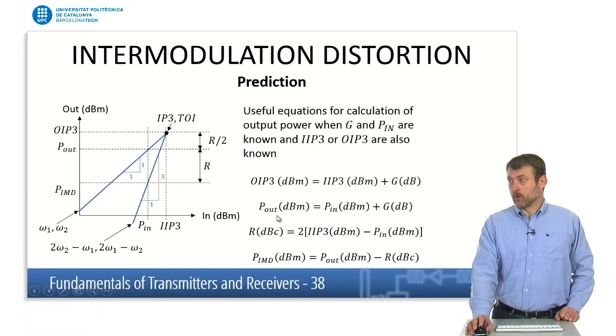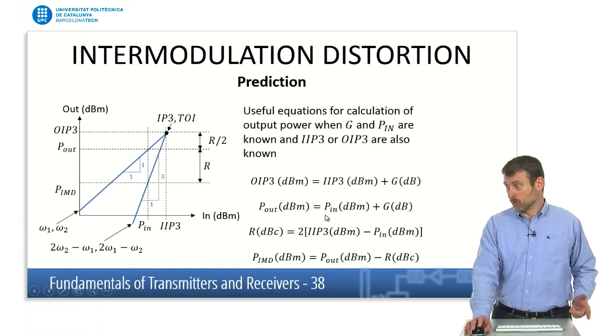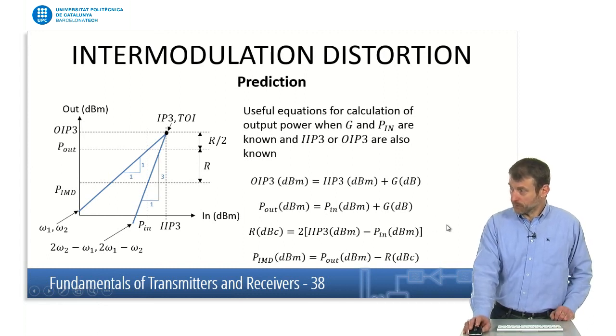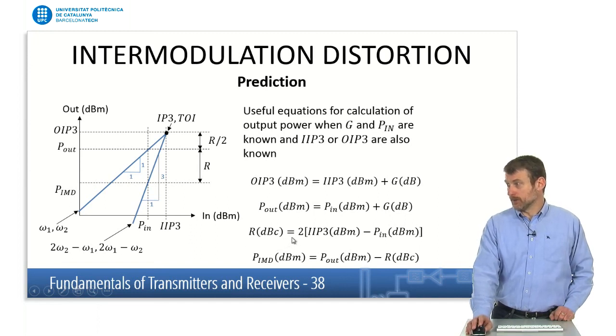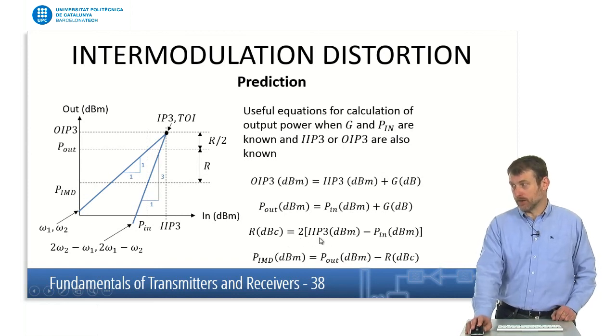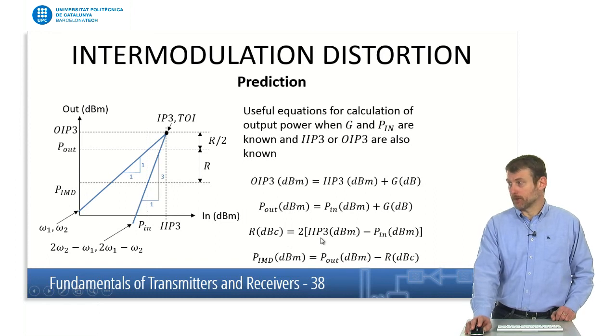Also, you can calculate the output power of the desired signal by, of course, knowing the input power and adding the gain. Next, you can calculate the rejection by knowing that the rejection is twice the third order intercept point at the input minus the input power, right? Then you would calculate the rejection.